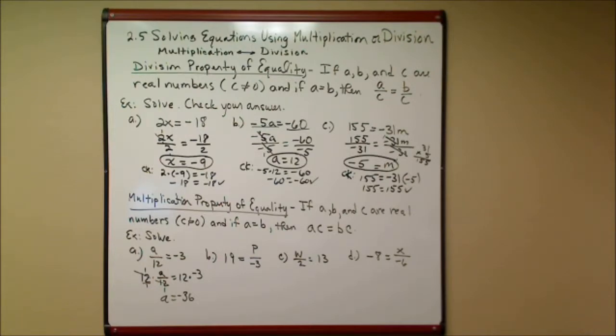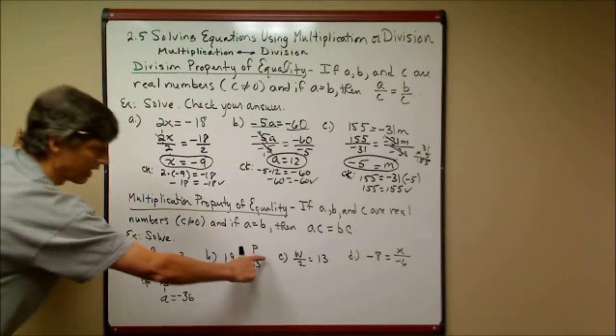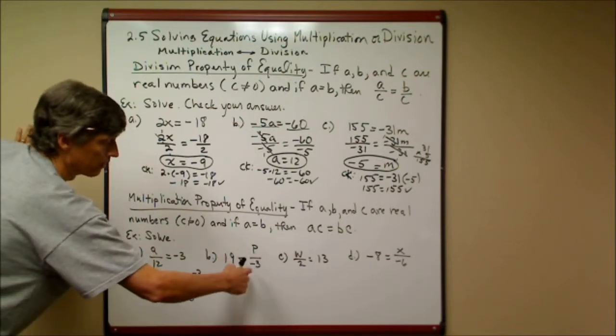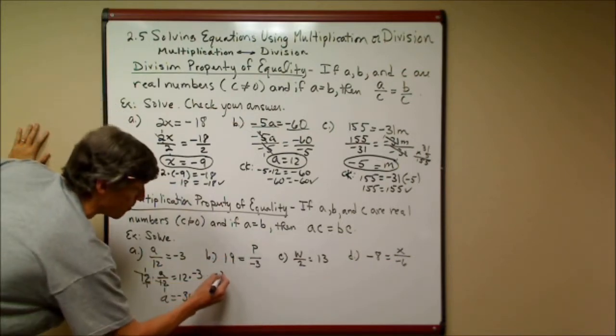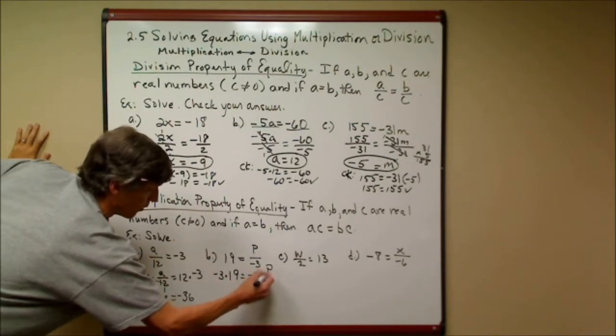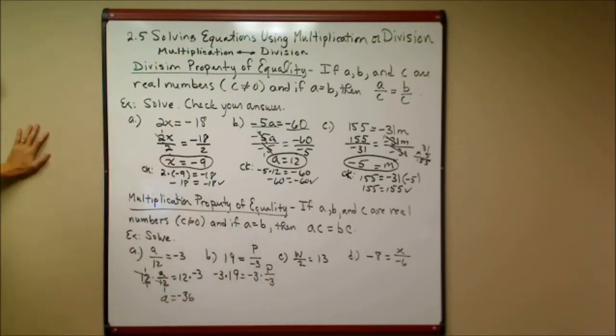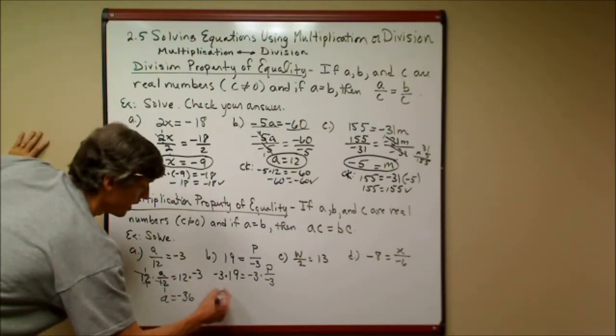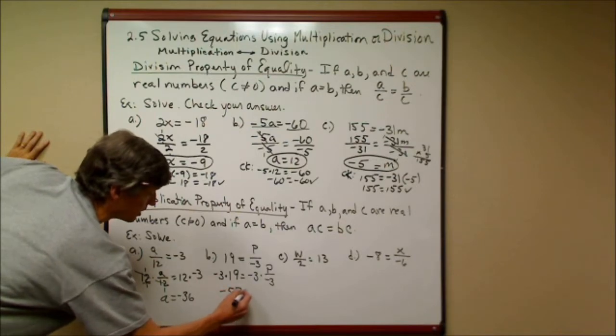In the next example, very similar, my variable is being divided by a number. It's being divided by negative 3. It's on the right side though this time. So the inverse of dividing by negative 3 would be to multiply by negative 3. So again, I put it out first. That's just the way I prefer to write it. Negative 3 times 19, negative 3 times p over negative 3. Well, negative times positive is negative, and 3 times 19 is 57.